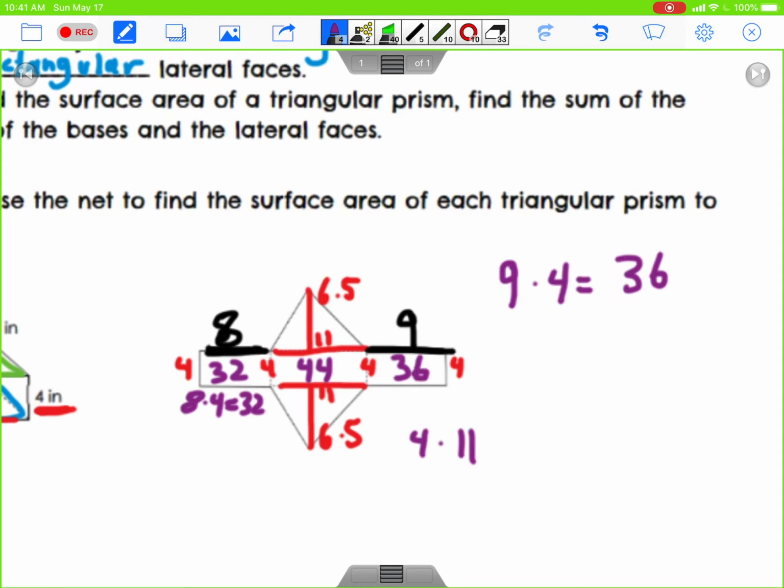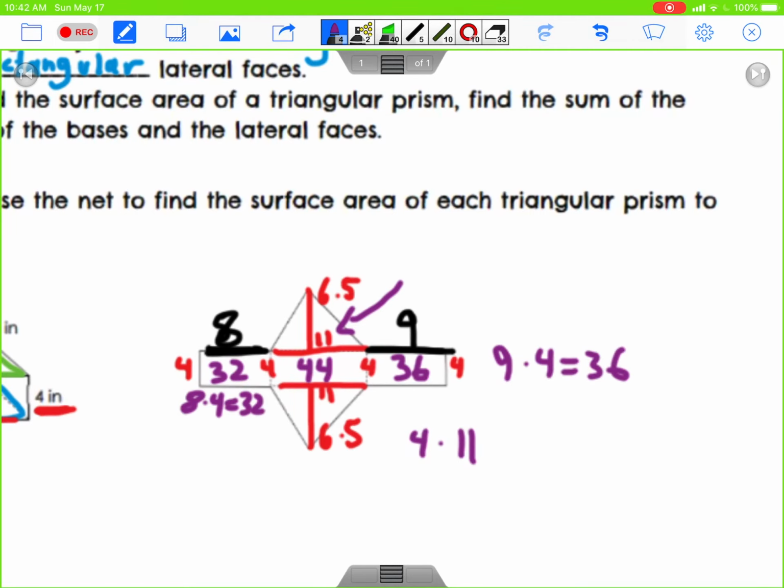Now we have our rectangles all done. Now we just want to find our 2 triangles. I'll tell you this right now, the 2 triangles will always have the same area. So you only need to find one of them and you'll be fine. Let's bring this work down here. 9 times 4 equals 36.